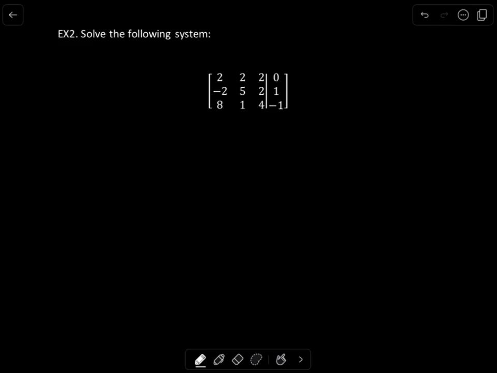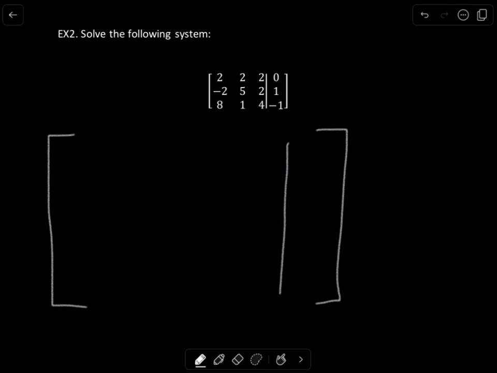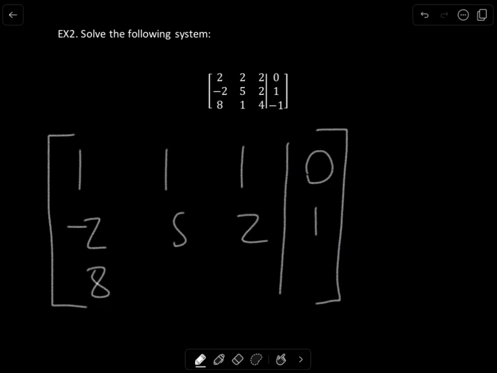So the first thing that we need to do is create a leading one in the first row, and we can do that by dividing the entire first row by 2. So it'll be 1, 1, 1, and 0 divided by 2 is 0. Let's leave the second and third row as is for now. Okay, so this is what we are going to have.